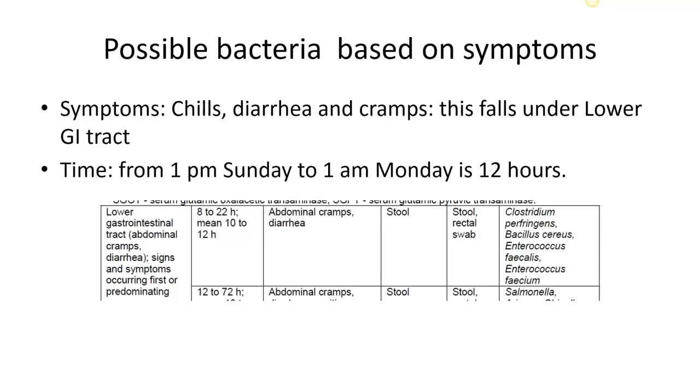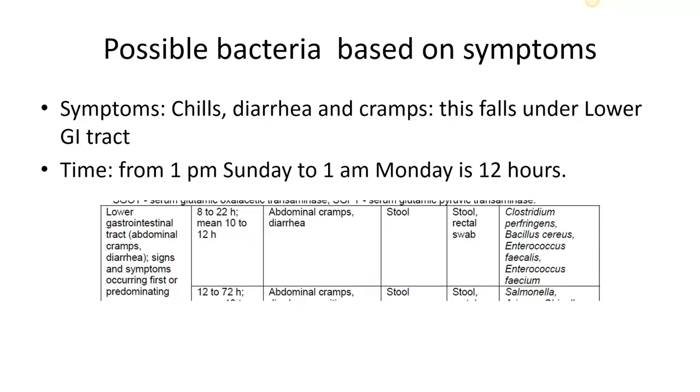We then look at possible bacteria based on symptoms. The symptoms were chills, diarrhea, cramps. That falls under lower GI tract. Our time frame was 12 hours. We look at the table and see what it says under lower GI tracts. Lower GI tract, abdominal cramps, diarrhea are the signs and symptoms occurring first or predominating. The first one in there is we're looking at 8 to 22 hours. The mean is 10 to 12. That fits. Abdominal cramps and diarrhea, that fits.